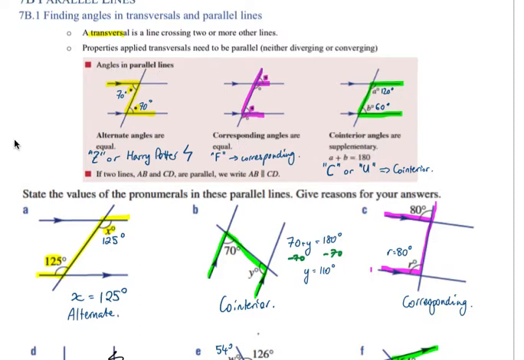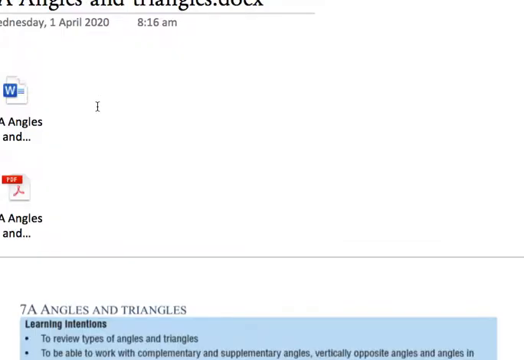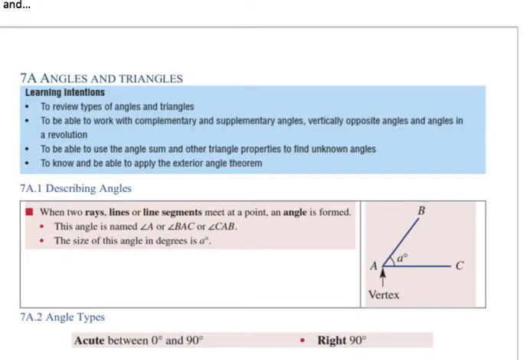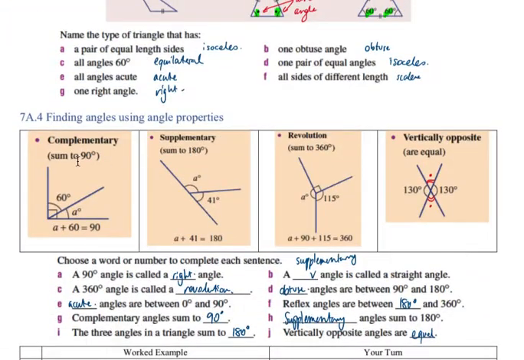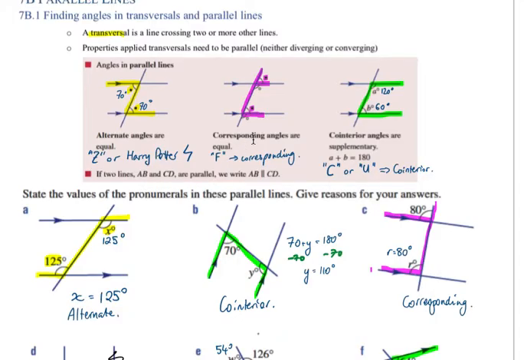angle properties for parallel lines, as well as the angle properties we talked about in the last video, using these: complementary, supplementary, revolution, and vertically opposite. So if we know all of these properties innately, then they start layering on top of each other. They might have one that has a vertically opposite angle and a corresponding angle, for instance.